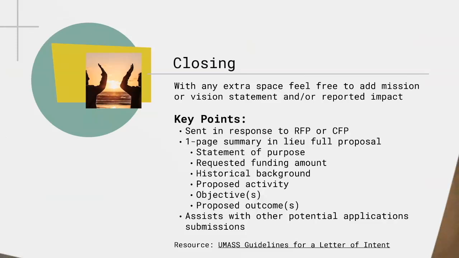But in your LOI, you're going to put a statement of purpose talking about what the work you're going to be doing and how this LOI is going to support this work. You're going to put the specific amount of funding that you're requesting, and usually in the RFP/CFP, they're going to say a range in what they'll be funding, between $10,000 and $20,000. Try to put an amount that strikes in between that range, and it can definitely be on the higher end. Your historical background, your proposed activity, of course, your objectives and proposed outcomes.